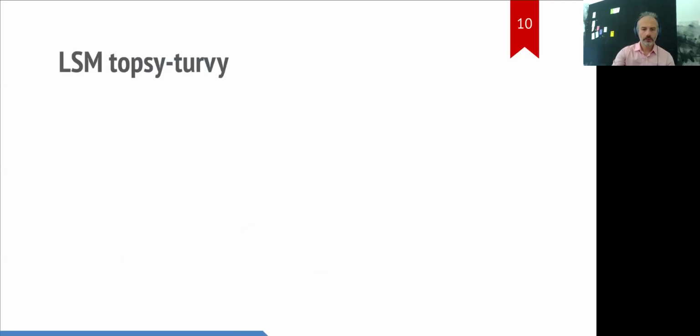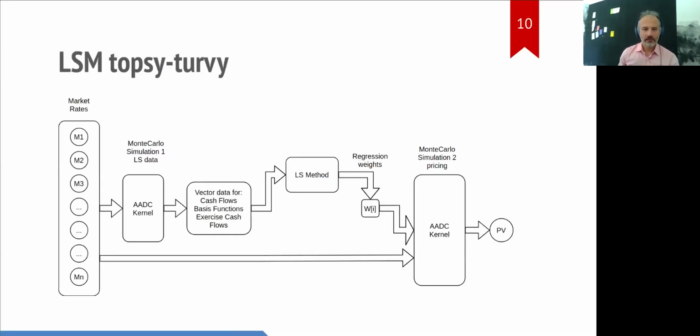So how do you apply, from top to bottom, AAD to LSM? It might look something like this. We did Monte Carlo 1. We computed all the vector data for cash flows and basis functions. We ran Longstaff Schwartz regressions and obtained all regression weights as a scalar. We now can execute the second Monte Carlo and obtain PV.